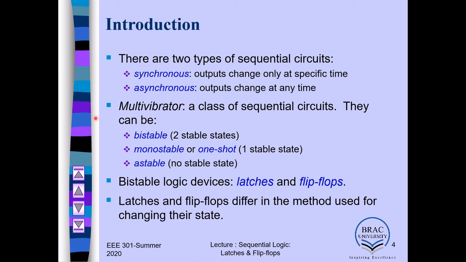And there are multivibrators, which are a class of sequential circuit. They can be bistable, which has two stable states, monostable, which has one stable state, and astable, which has no stable state. Bistable logic devices are latches and flip-flops. Latches and flip-flops differ in the method used for changing their state.